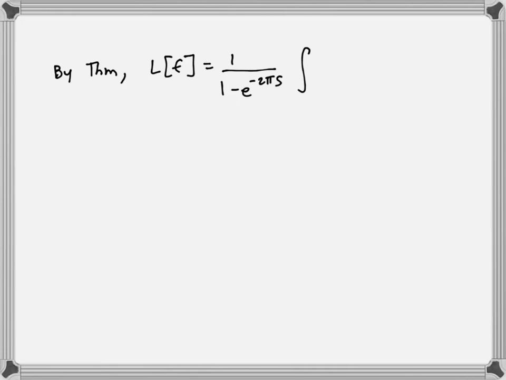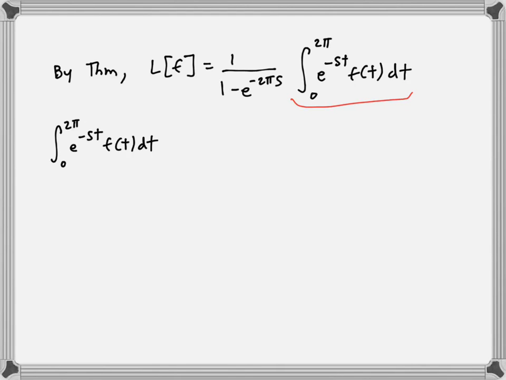And then all we have to do is find the integral from 0 to capital T, which is 2 pi, of e to the negative st f of t. Okay, so really all we need to figure out is this, right? So what would that equal? Well, the integral from 0 to 2 pi of e to the negative st f of t dt, this is equal to, can't I go from 0 to pi first and then go from pi to 2 pi?